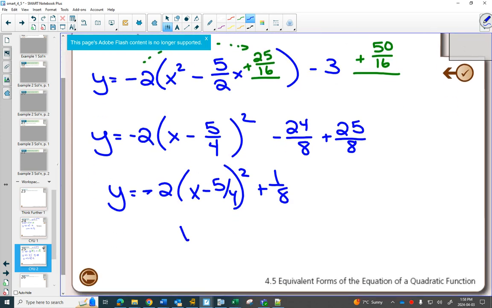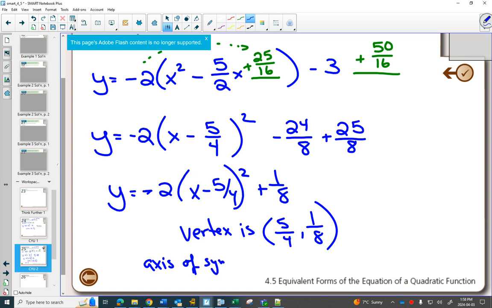Now that it's in standard form, can you see that your vertex is at (5/4, 1/8), and our axis of symmetry is a vertical line, so it's always x equals, and it will go through the x-coordinate of your vertex, so it will be at x equals 5/4. They didn't give you much room on this one, did they?